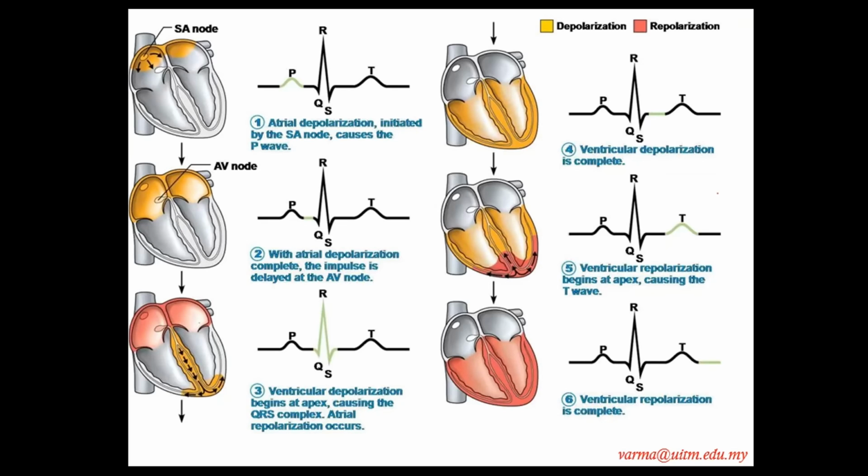Third sentence: ventricular depolarization begins at the apex. That is the QRS complex. Your ventricular depolarization starts from the apex and goes upwards, right? Then ventricular depolarization is complete, and ventricular repolarization begins at the apex. So this is the whole thing, okay?